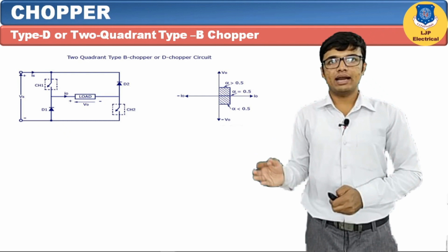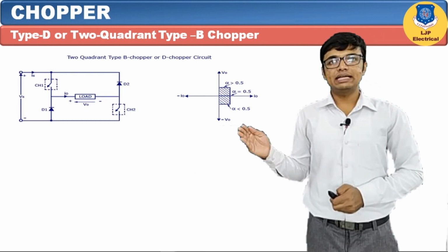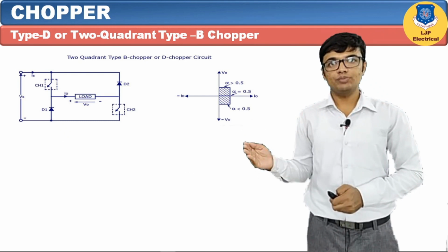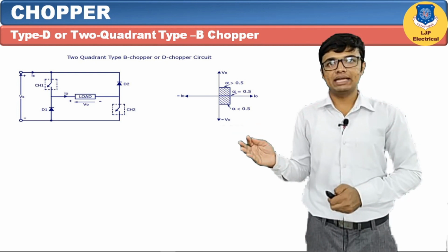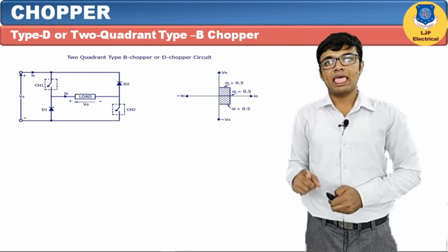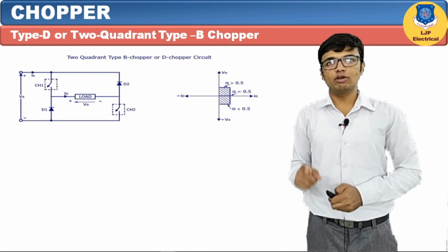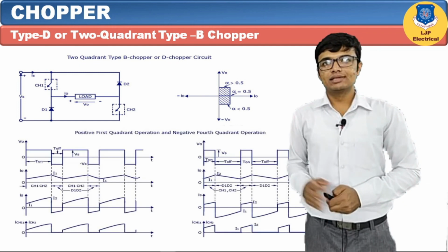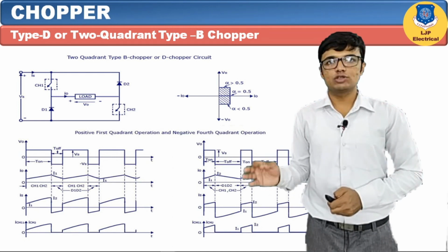This is a circuit diagram of class D chopper. It has two switches, switch 1 and switch 2, and two diodes, D1 and D2. When switch 1 and switch 2 operate, it will operate in first quadrant. When diode D1 and D2 operate, it will operate in the fourth quadrant. This is the waveform of class D chopper.